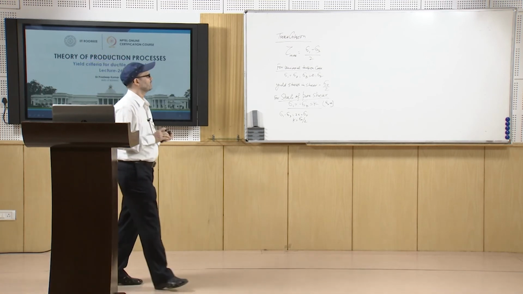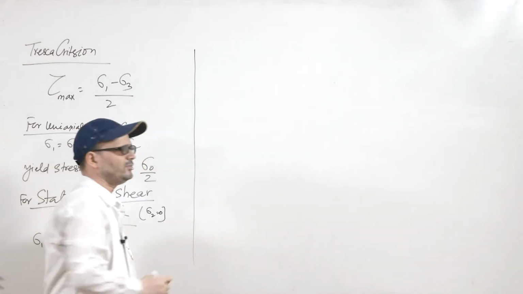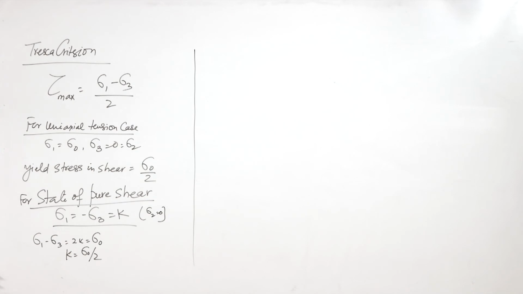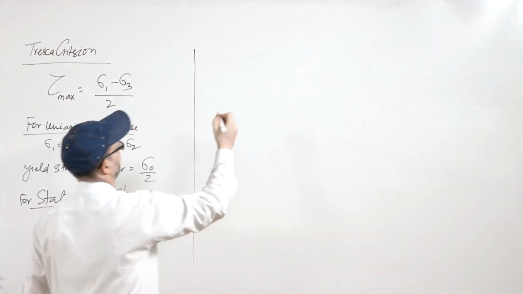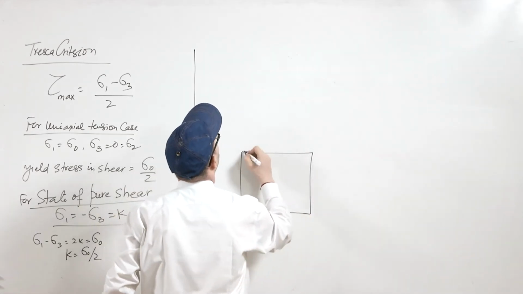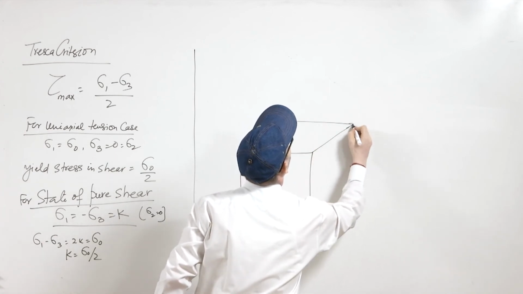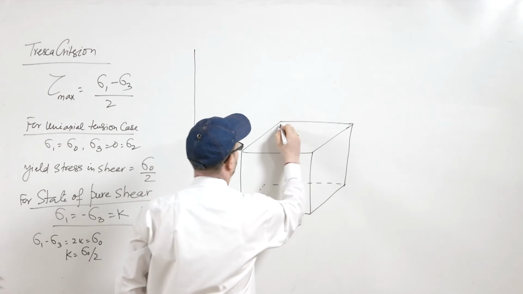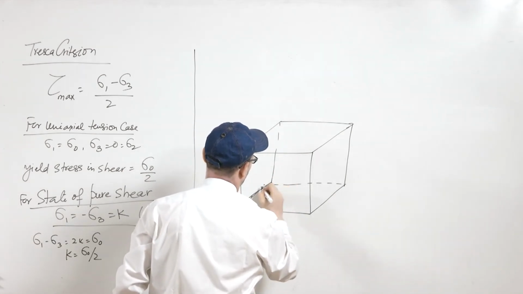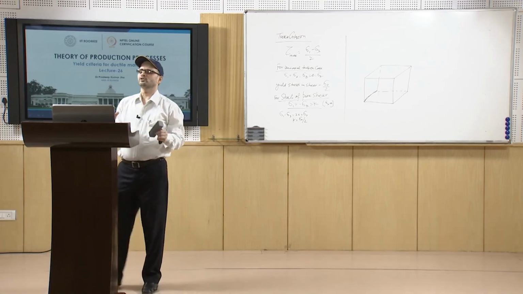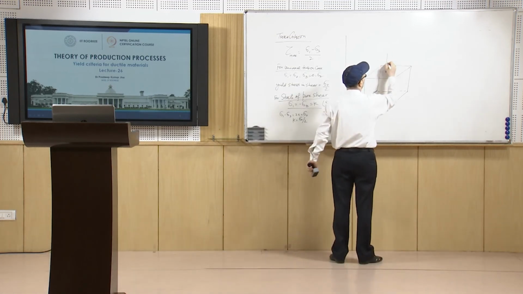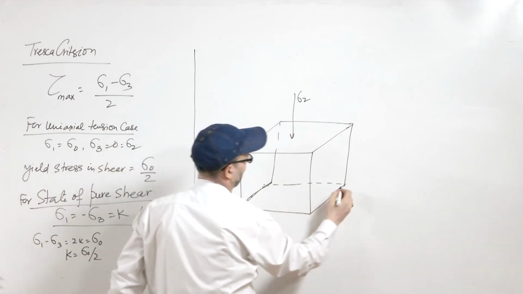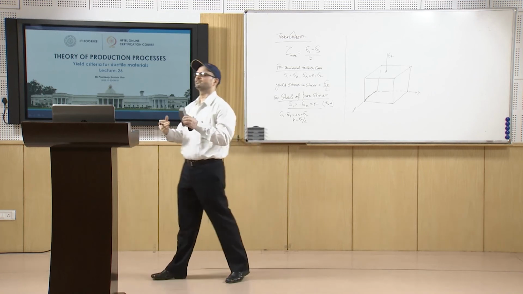So suppose you are given any problem where, in the cube, you are given the different values of sigma x, sigma y and sigma z. So if suppose you have a sigma z, so this is the z axis, you have the x axis, you have the y axis. So you have the values of sigma x, sigma y and sigma z given.